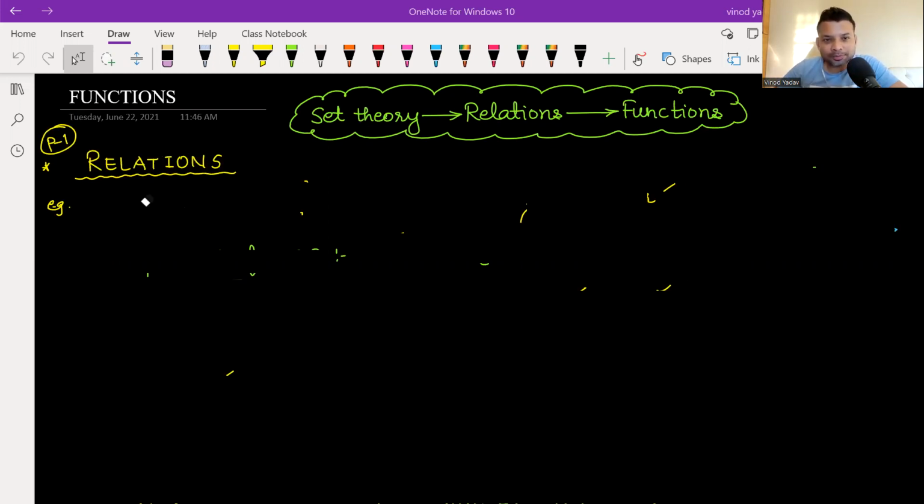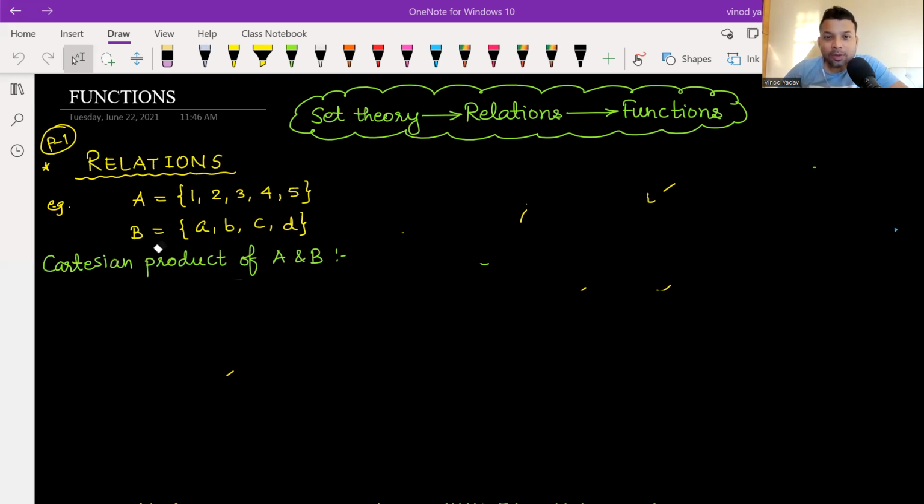For example, I have written a set A which contains these 5 elements. Writing a set, you know very well, there can be two ways: roster form, set builder form, right? I have written in this roster form. You can also represent the set by Venn diagram. All those basic things about set theory we already know. I have taken one more set, set B, in which there are 4 elements A, B, C, D. Now, what do I mean by Cartesian product of A and B?